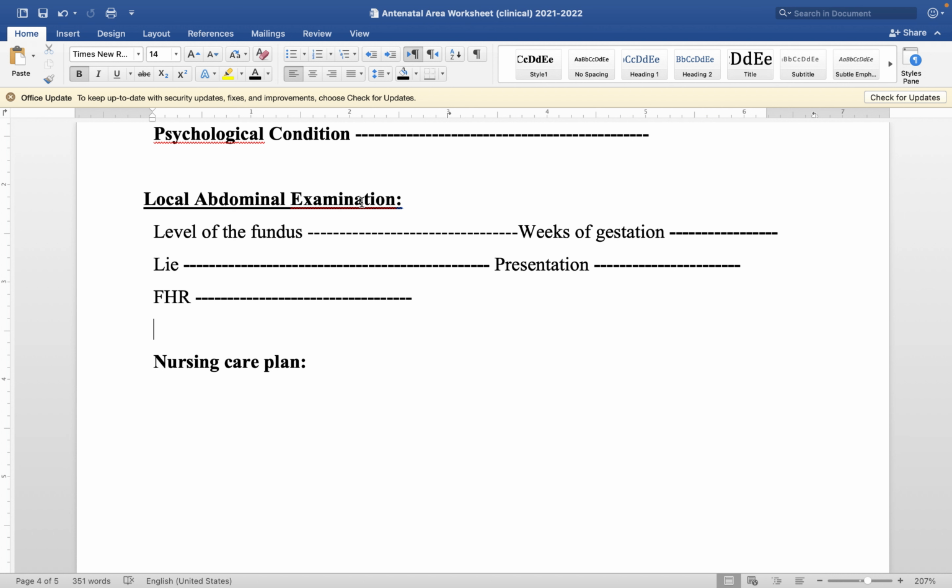And we always try our best that the students don't start their clinical practice before covering all these basic labs, which are important for the clinical practice. The nursing care plan, the last part of the clinical sheet of the antenatal unit. And in the nursing care plan, please consult your clinical instructor, consult your professor. How many actual nursing diagnoses do they want? How many potential nursing diagnoses do they request?